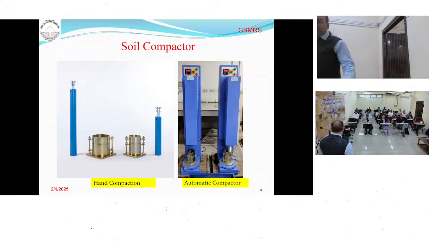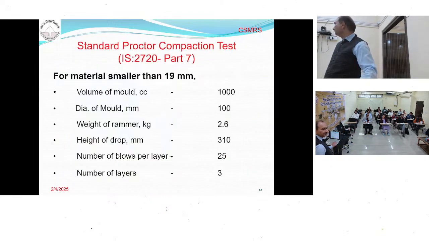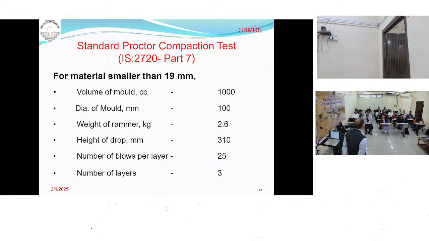So how to do the compaction process? Depending upon the material size, whatever the particle size, we take the compaction mold. There are two kinds of molds. If the particle size is less than 90 millimeter, then we take a 100 mm diameter mold, and the volume of this mold is 1000 cc.